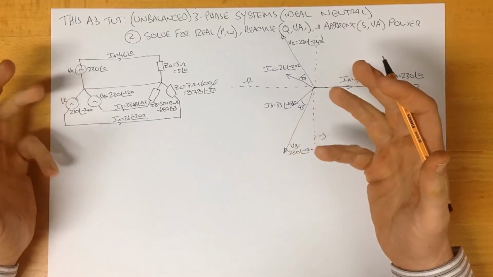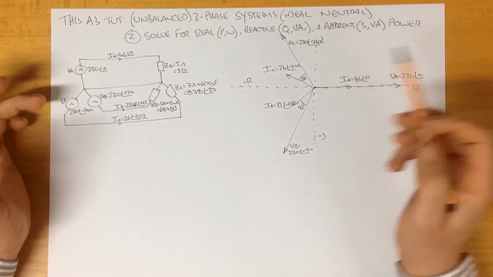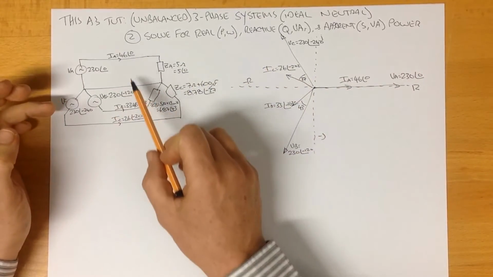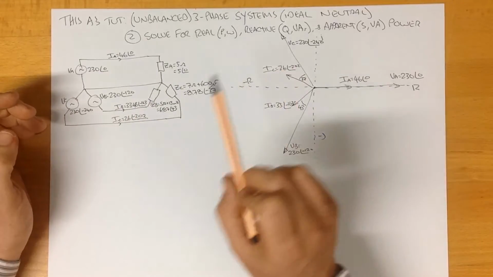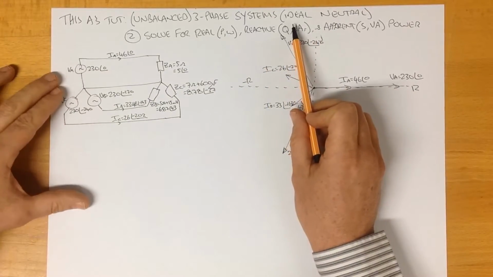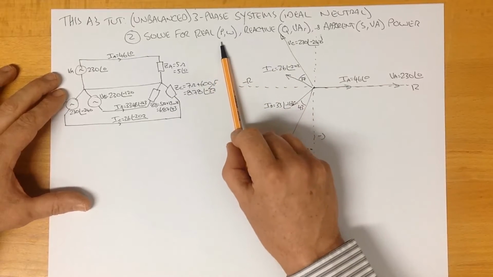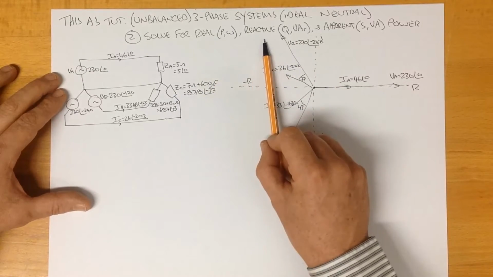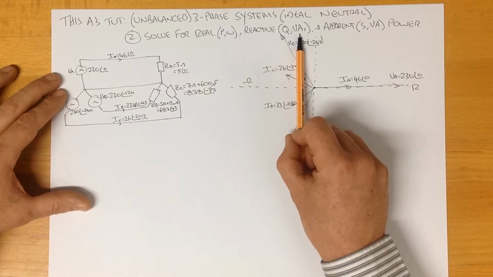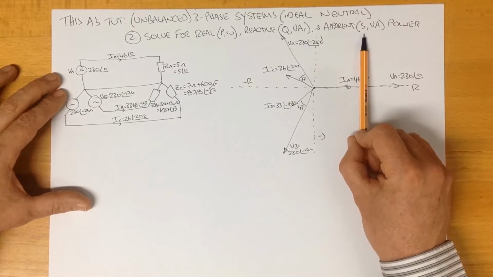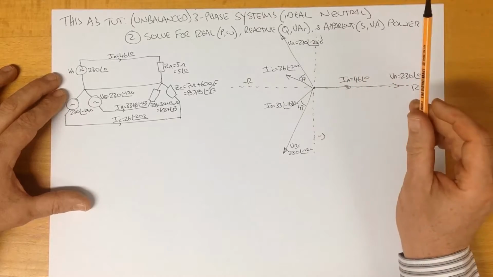In this A3 tutorial, we're going to be going through a three-phase system. These are three phases. It's got 4 wires because it's got a neutral wire, and in this particular case it's an ideal neutral wire. And we're going to go through and solve for the real power, which is P, measured in watts, the reactive power, called Q, which is measured in volt amperes reactive, and the apparent power, which is called S, and that's measured in volt amps.